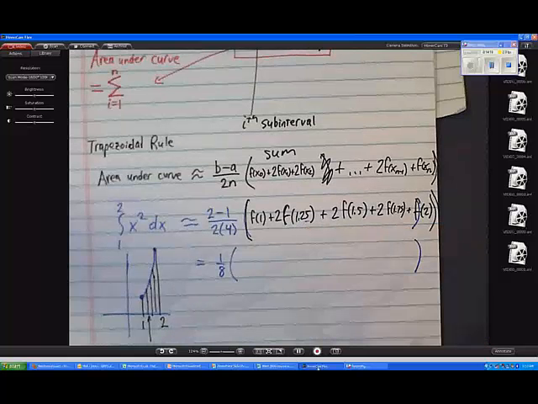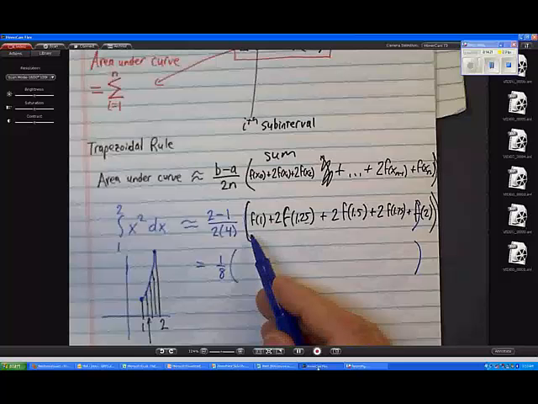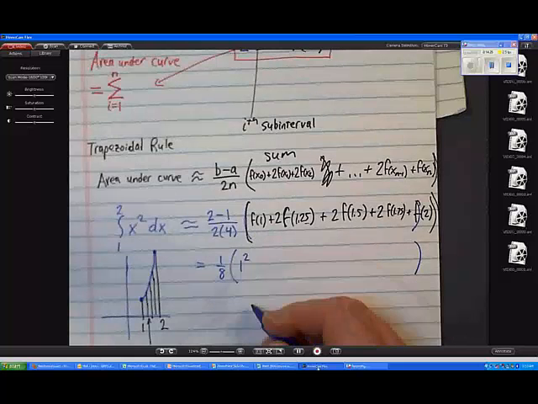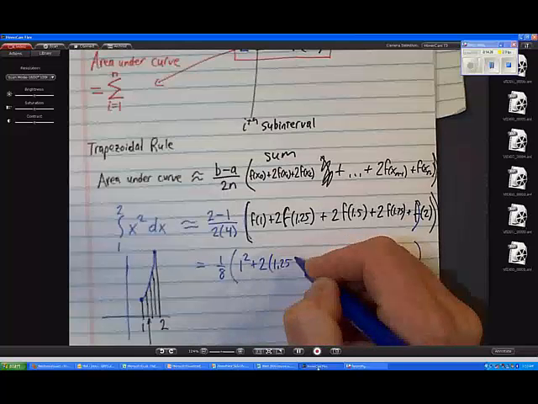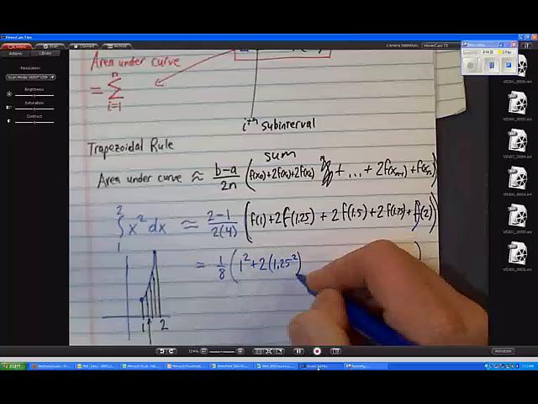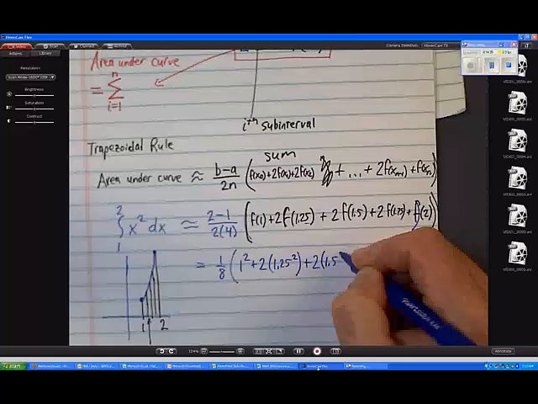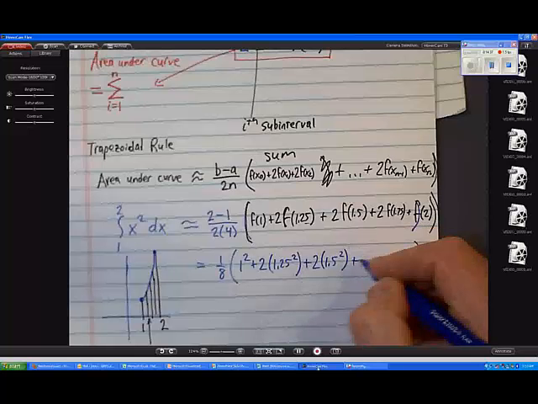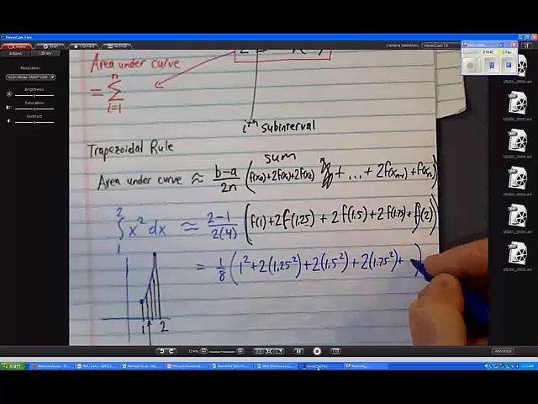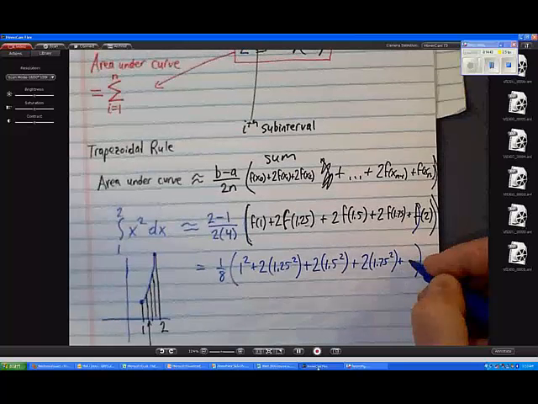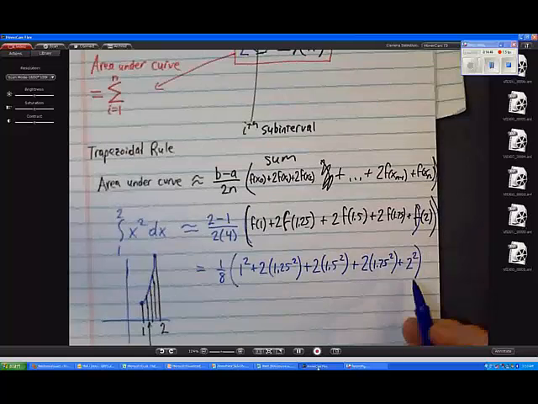Now how do you compute f of 1? Yeah, it's just 1 squared. And then I need 2 times 1.25 squared. And I need 2 times 1.5 squared. And I need 2 times 1.75 squared. And then I need, well, 2 squared, right? So that's what I need to compute.